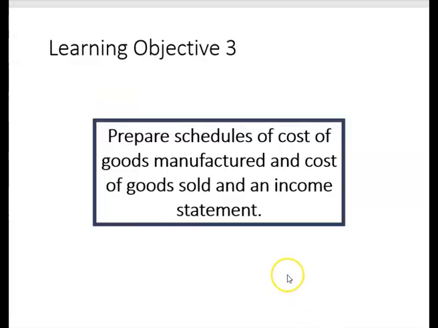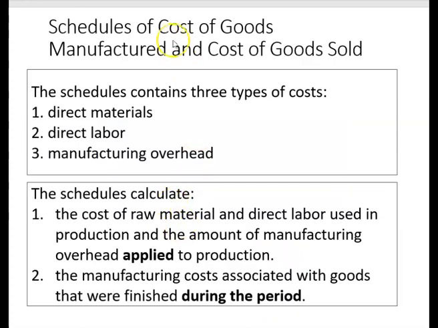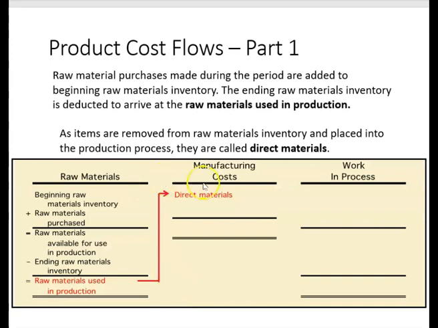All right, let's look at the schedule of cost of goods manufactured and the cost of goods sold and an income statement. So for the cost of goods manufactured, we have 3 types of costs. You already know this: direct materials, direct labor, and overhead. And so we're going to calculate the cost of raw materials and direct labor used, and then we're going to add up all the costs that were associated with everything during that period, and we're going to add those together to get our manufacturing costs.